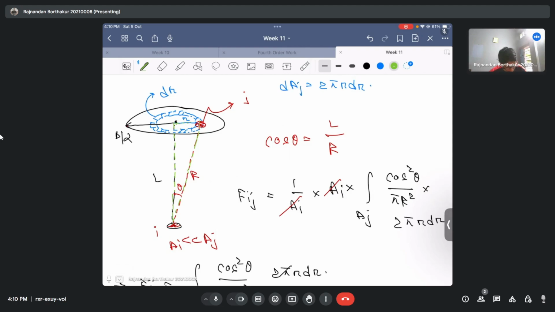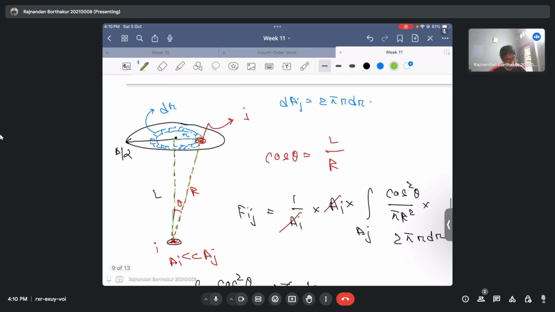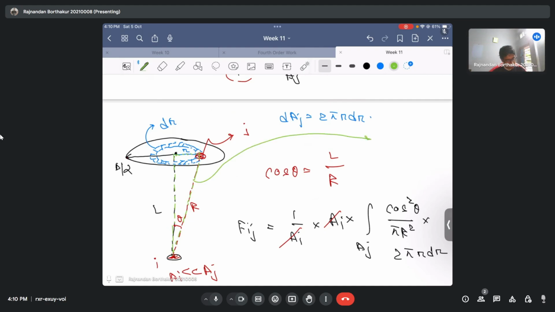And of course, since this is... so if I just draw this right angle triangle here, it is just like this. So this is L, this is my capital R, and this happens to be my small r. Okay, so this is L, this is capital R, and this is small r, and this is the theta that we are considering.